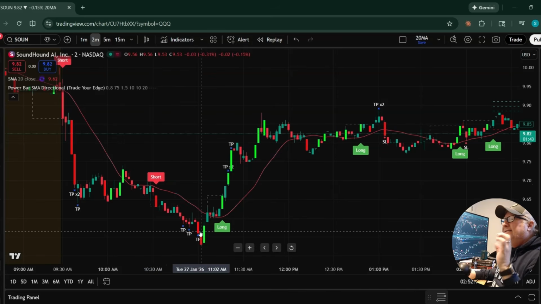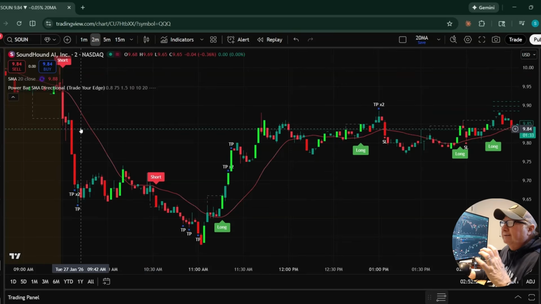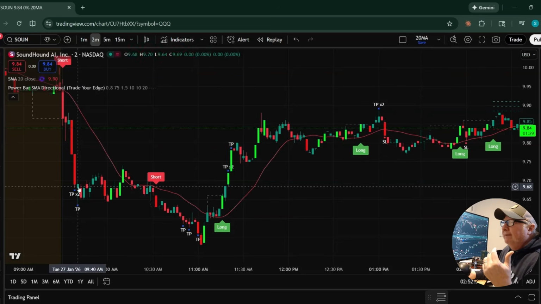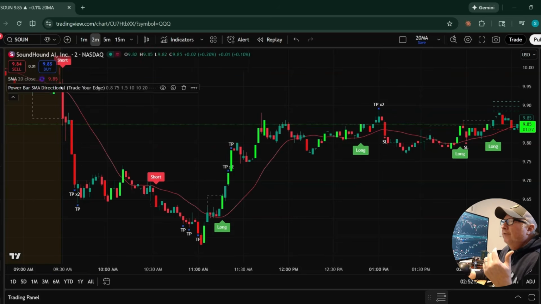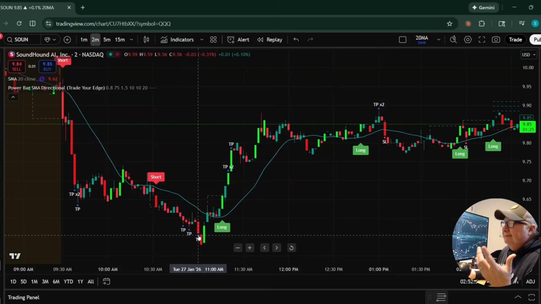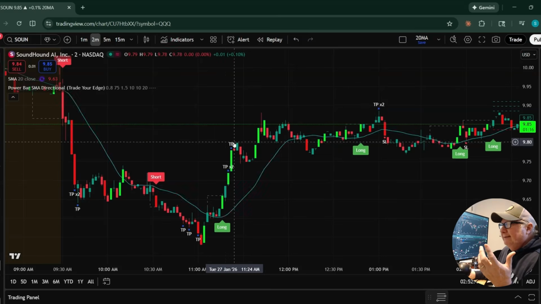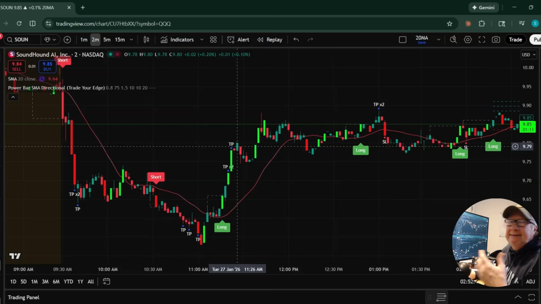And this is to show you guys that this works on smaller stocks as well. The power bar is not confined to only large stocks. The profit taking is smaller, but percentage-wise, these are really nice profits. 30 cents, again, in a $10 stock off the open. Another 10 cents here. So 40 cents in a $10 stock.